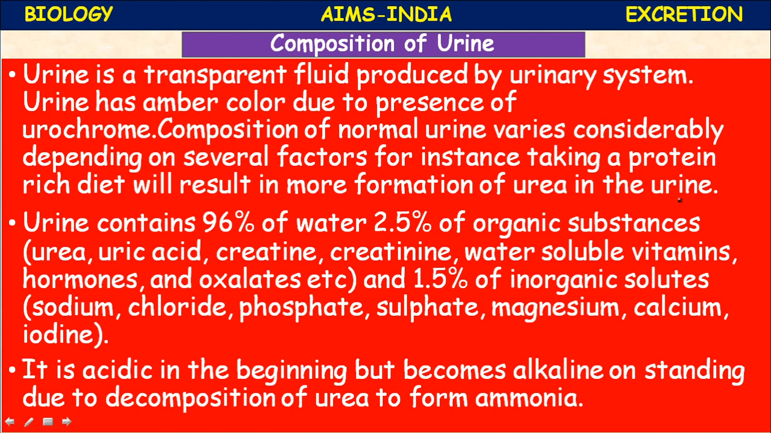So urine is acidic in the beginning but becomes alkaline. Acidic means slightly acidified. The pH is less than 7 in the beginning, but it becomes alkaline, means basic, on standing, means storing, due to the decomposition of urea to form ammonia. So if urine is stored for a long time, what happens? Again that urea is converted to ammonia. Okay. So due to that, what happens? Acidic becomes basic. The pH increases greater than 7.